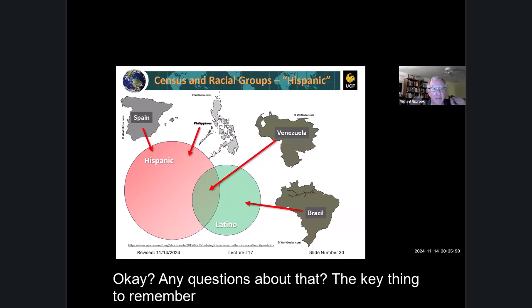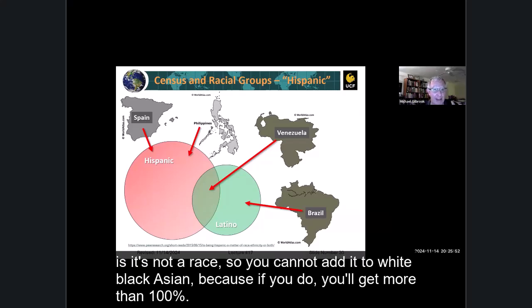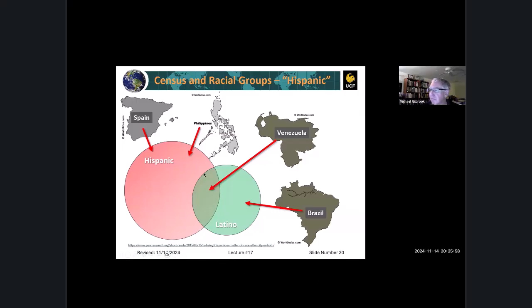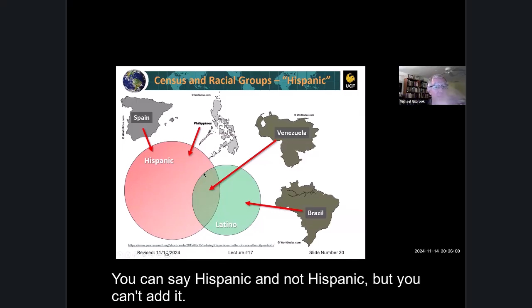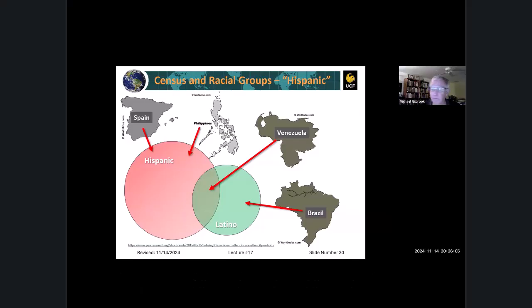The key thing to remember is it's not a race, so you cannot add it to white, Black, Asian, because if you do, you'll get more than 100%. You can say Hispanic and non-Hispanic, but you can't add it.